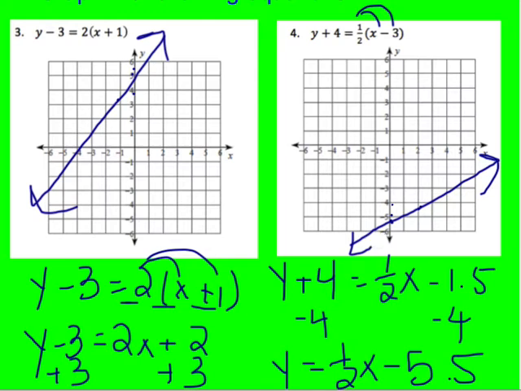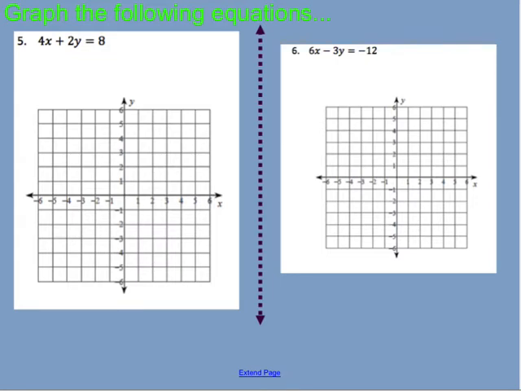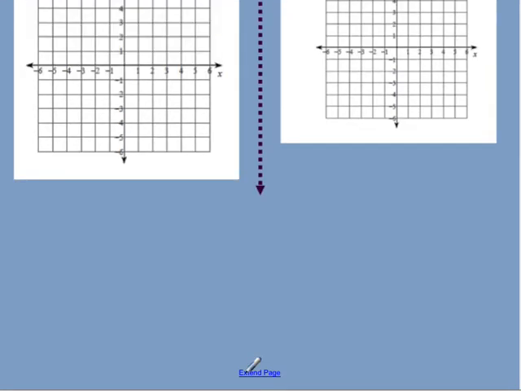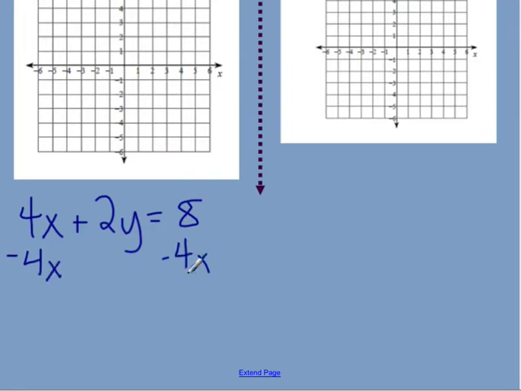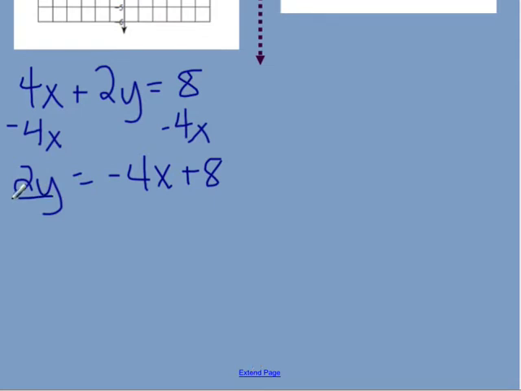Okay? Let's take a look at 5 and 6. So what we need to do for this one, again, is we need to solve it. So we have 4x plus 2y is equal to 8. So this is the new form we just learned. This is standard form, so hopefully you're feeling a little bit more comfortable with it. In order to graph it, we have to solve it for y. So I'm going to subtract 4x from both sides, and then I get 2y is equal to -4x plus 8.